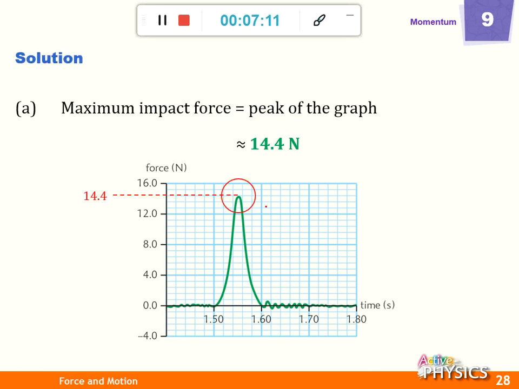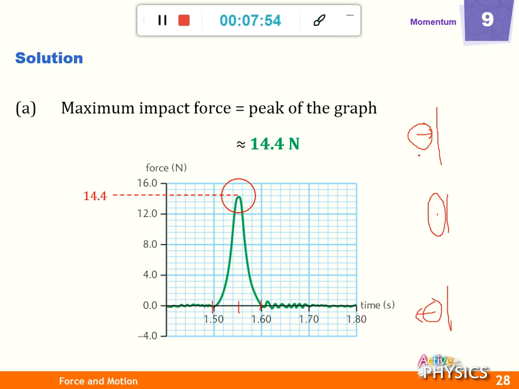Once again, this one, where is it or when is it, will be the middle time. For example, if this is a ball, it just touches the wall at 1.5, and leaves the wall at 1.6. And then how about 1.55? 1.55 will be maybe like that. The deformation will be the greatest, and this ball will stop here.